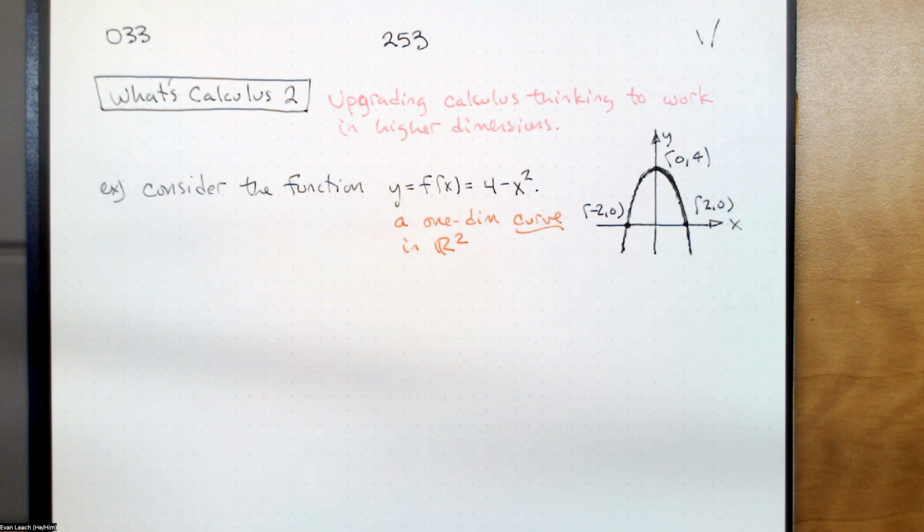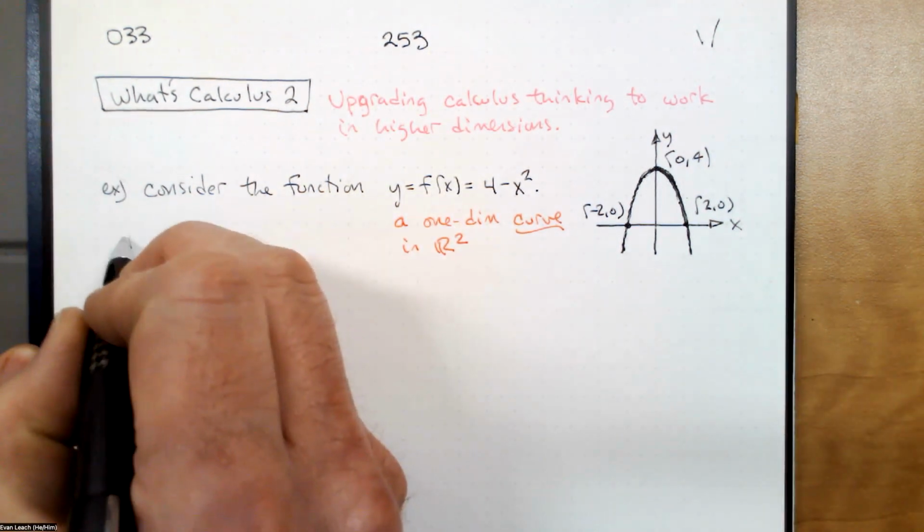Back in Calc 1 and Calc 2, we would consider functions of one variable to make our lives easy. These one-dimensional curves in R2, and we would ask two questions. Number one, what is the slope of the line tangent to the curve at a given point? And number two, what is the area under the curve and above an interval on the x-axis? So recall the two big questions.